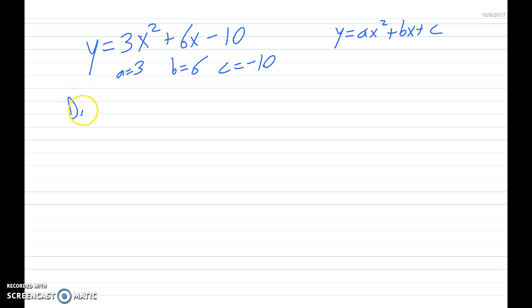So first thing we always look for before we start graphing these parabolas is direction, right? And that's always found in the a value. If a is positive, which it is, then our graph's going to go up. If it's negative, it's going to go down.